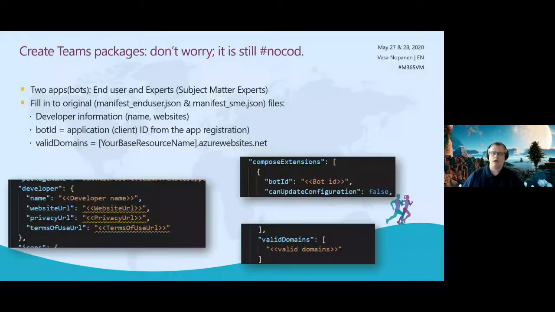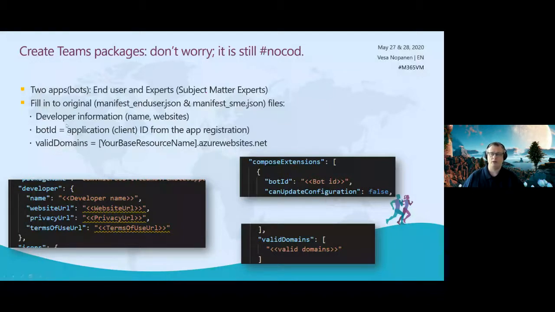So you go to the directory, there's going to be two manifest files. One is named end user and another one is named the SME. For both of these, you will open these JSON files. Notepad will do just fine.